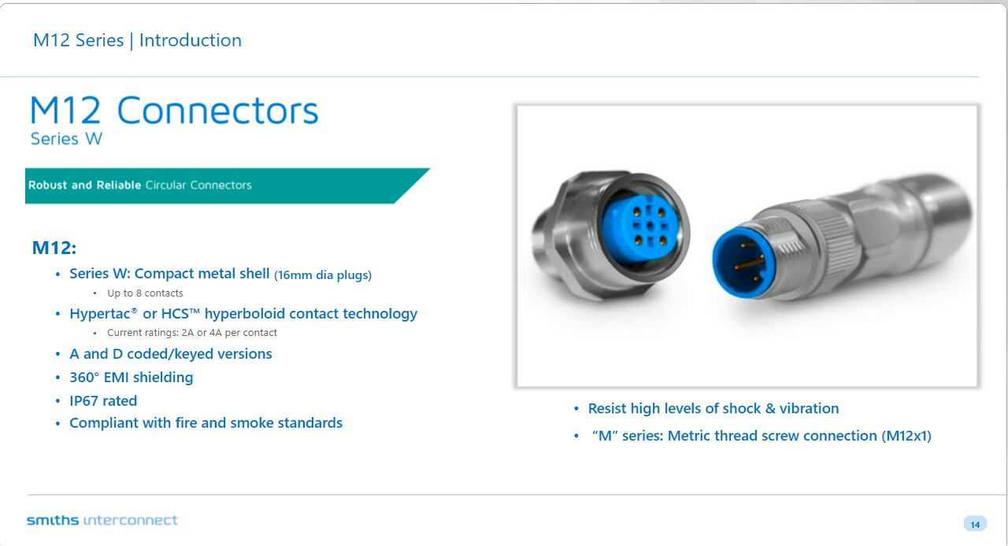IP67 rating. Again, why is IP67 important? I'm not going to labor any more on this slide or on M12, but it's exactly the same reason why we believe IP67 was important in our EP's case. It's compliant with fire and smoke standards, and the overall design is immune to high shock and vibration.